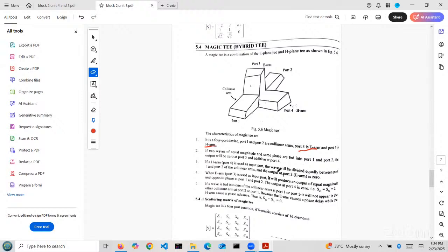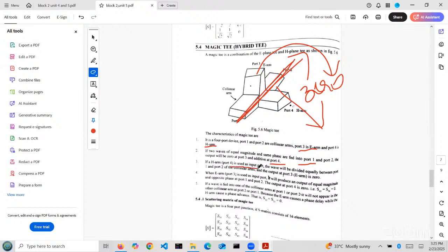Next, if two waves of equal magnitude are fed to port 1 and port 2, where are we getting the output? We are getting the output across port 4. This is one combination. If input is given across port 1 and port 2, where do I get output? I am getting output across port 4, whereas port 3 output is 0. This is one combination. Our next combination: suppose input is given to port 4.